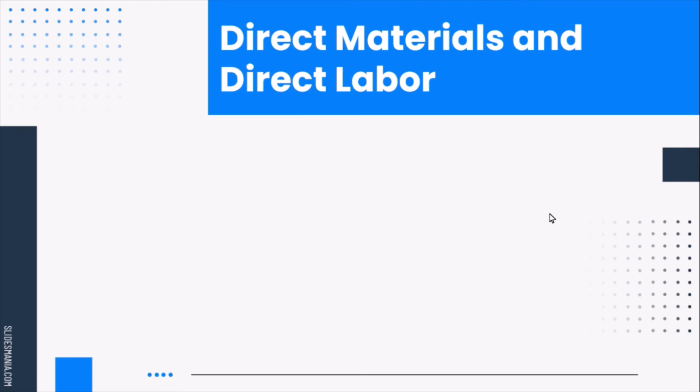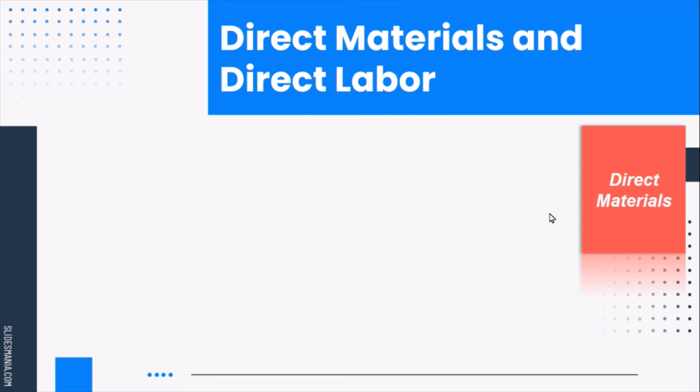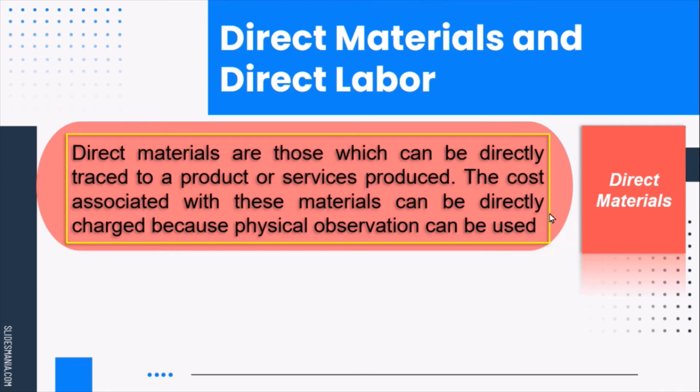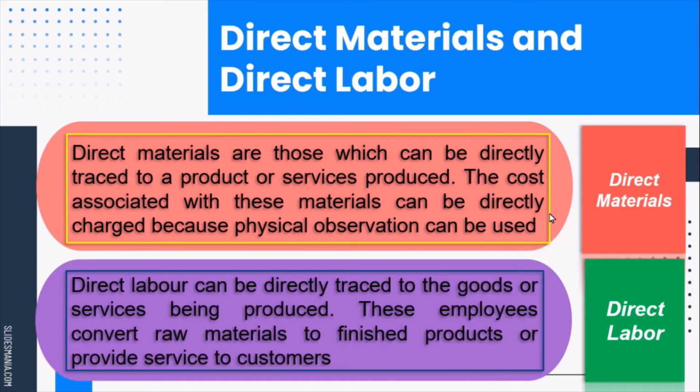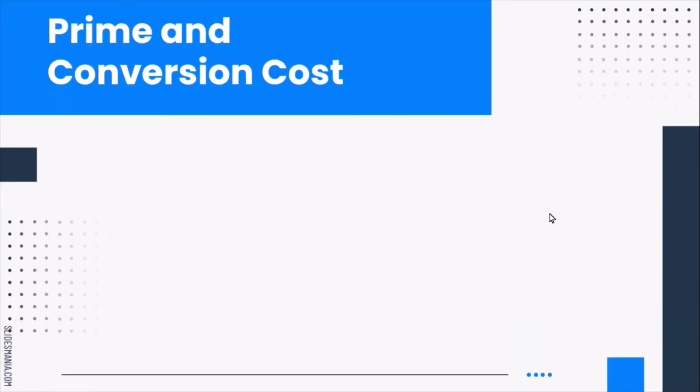Next we have the direct materials and direct labor. Direct materials are those costs which can be directly traced to a product or services produced. The costs associated with these materials can be directly charged because physical observation can be used. Direct labor can be directly traced to the goods or services being produced. These employees convert raw materials to finished products or provide services to customers.